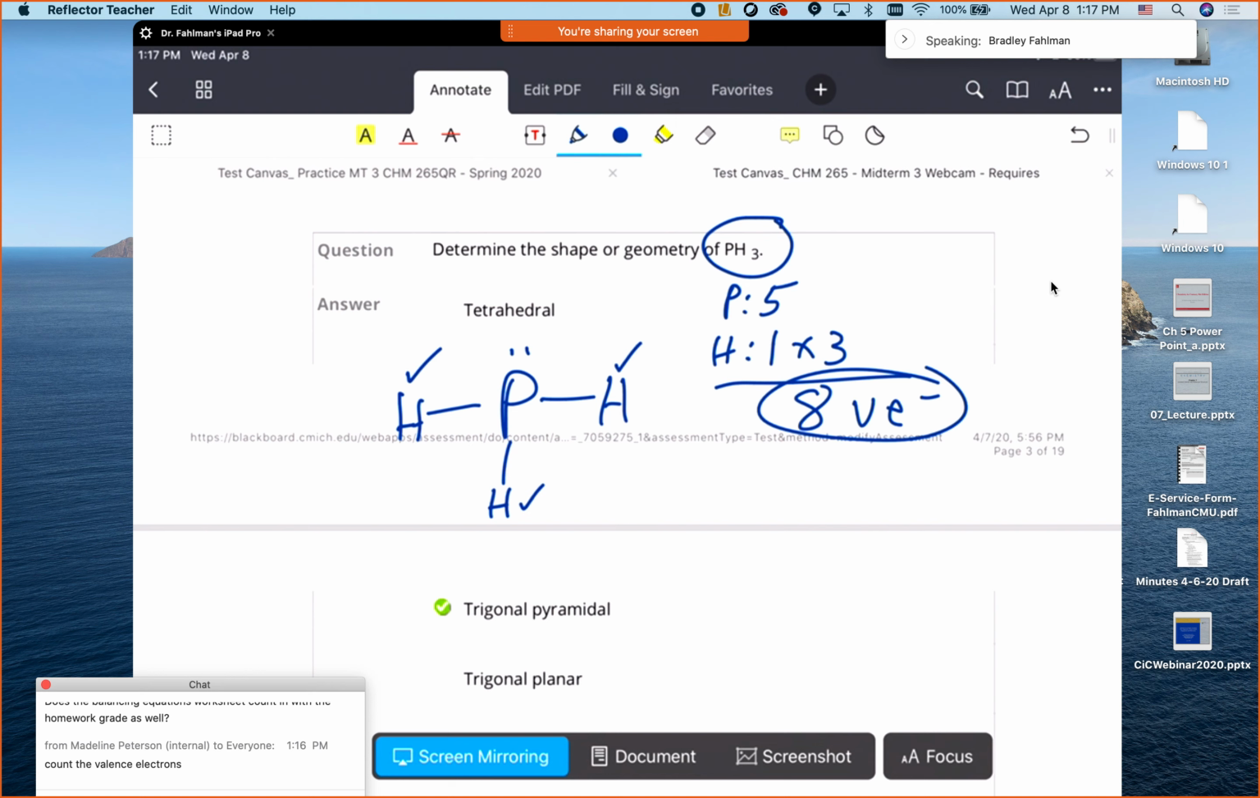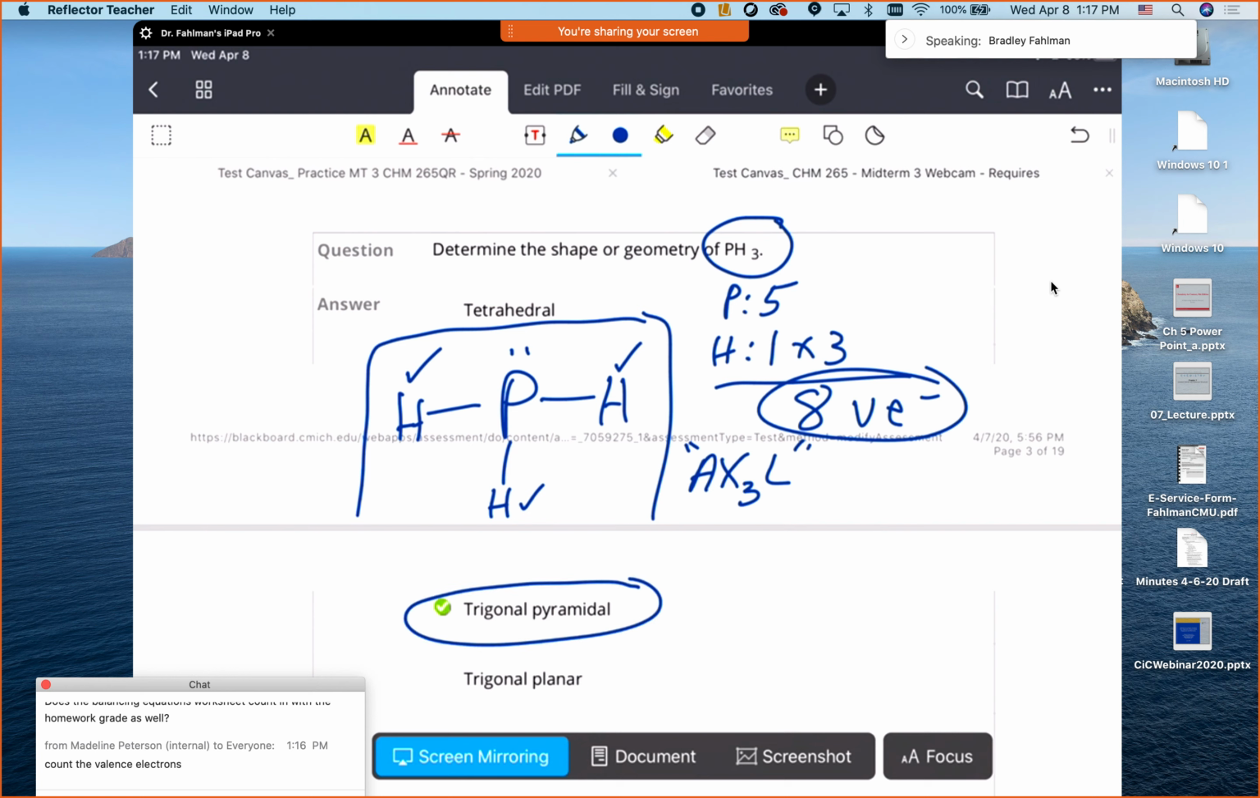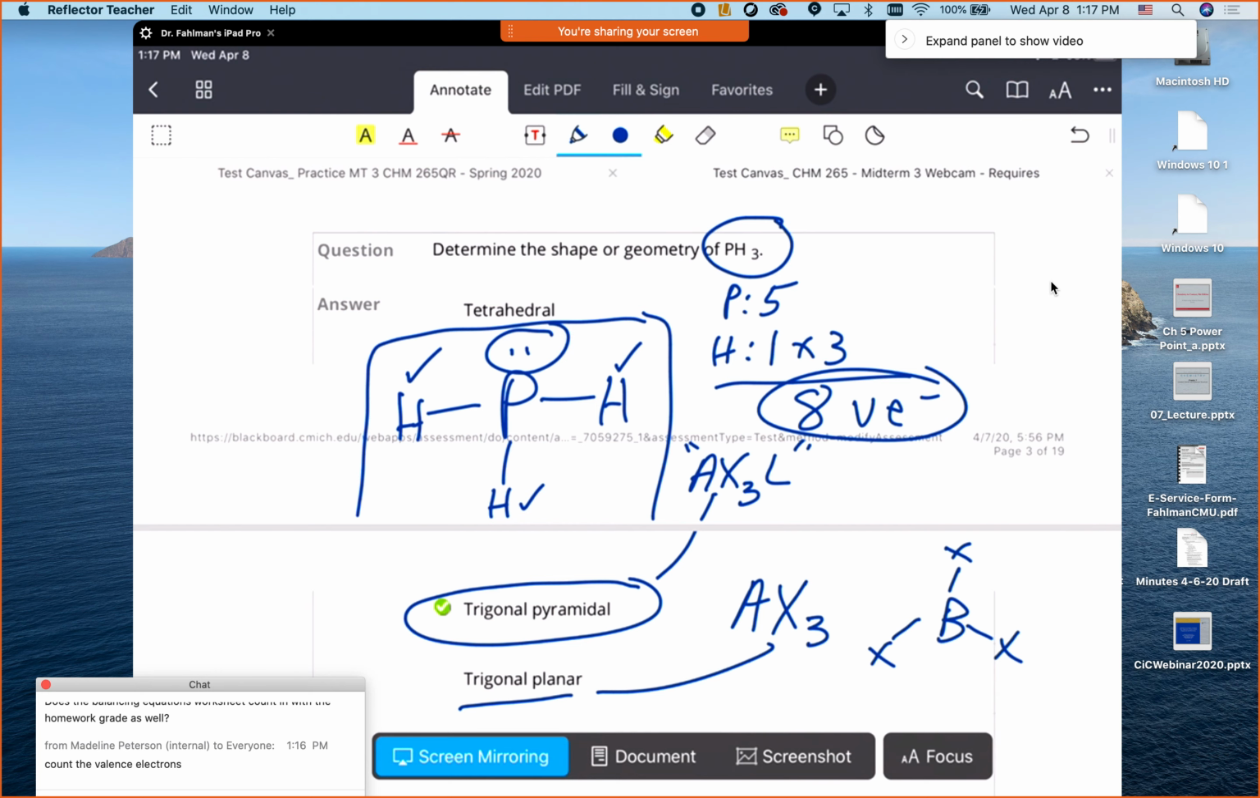Okay, so this one then, that's the Lewis structure. And so it's that structure where you've got AX3L, if you will. Okay, and so that's going to be trigonal pyramidal. Okay, AX3, just like this one, for instance, that is going to be trigonal planar. Okay, so trigonal pyramidal is if you've got a lone pair on the central atom.